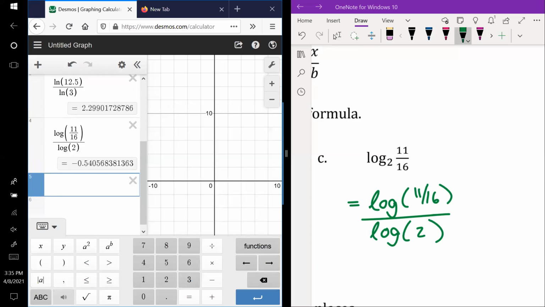There we go. And we would get negative 0.541. Okay.